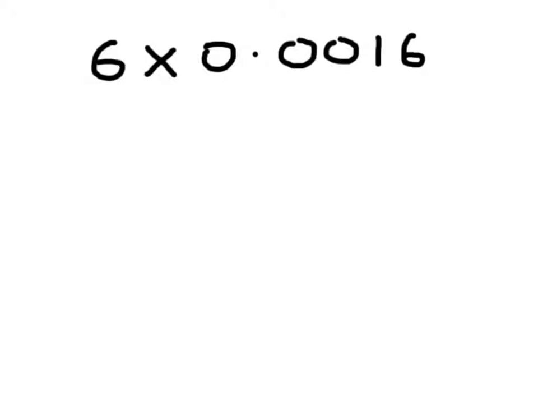The last example we're going to do is to multiply 6 by 0.0016. So the first stage of this calculation is to multiply 6 by 16. Well, 6 tens are 60, and 6 times 6 is 36. So 6 multiplied by 16 is equal to 96.